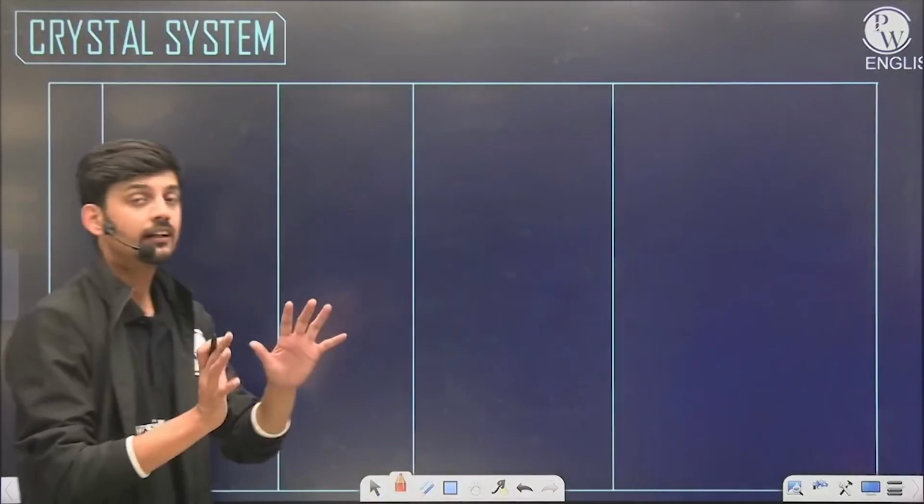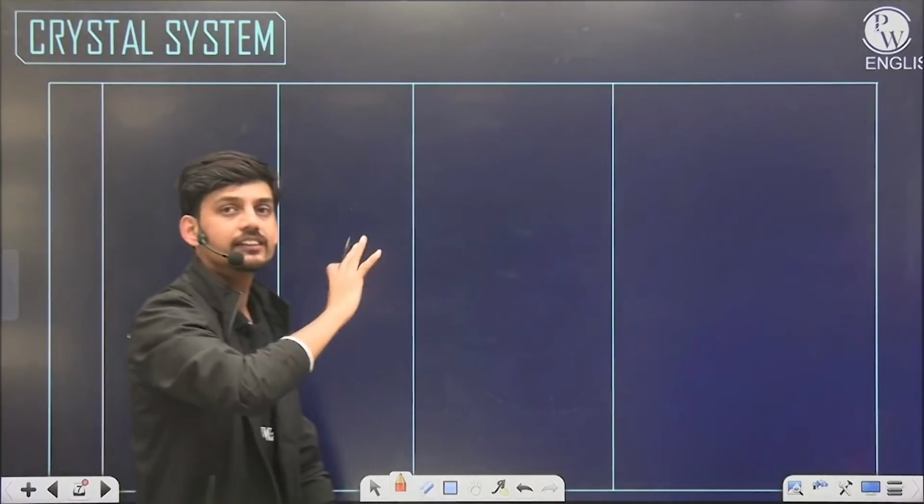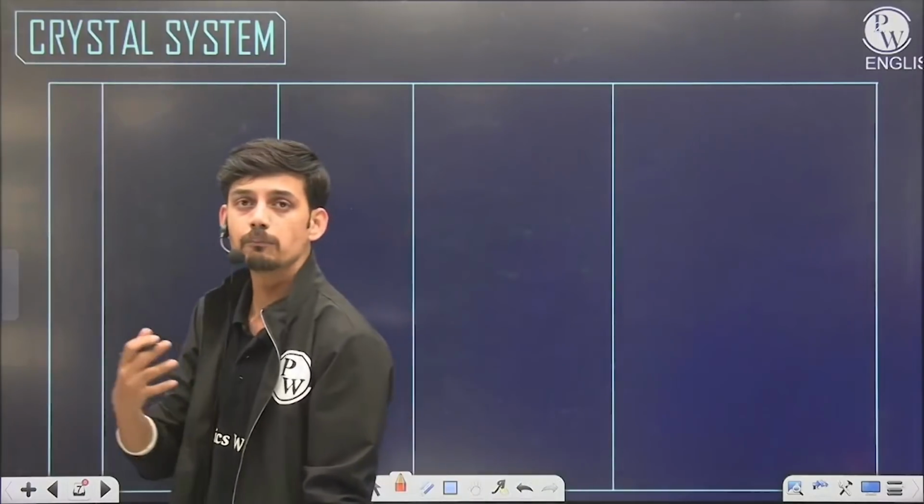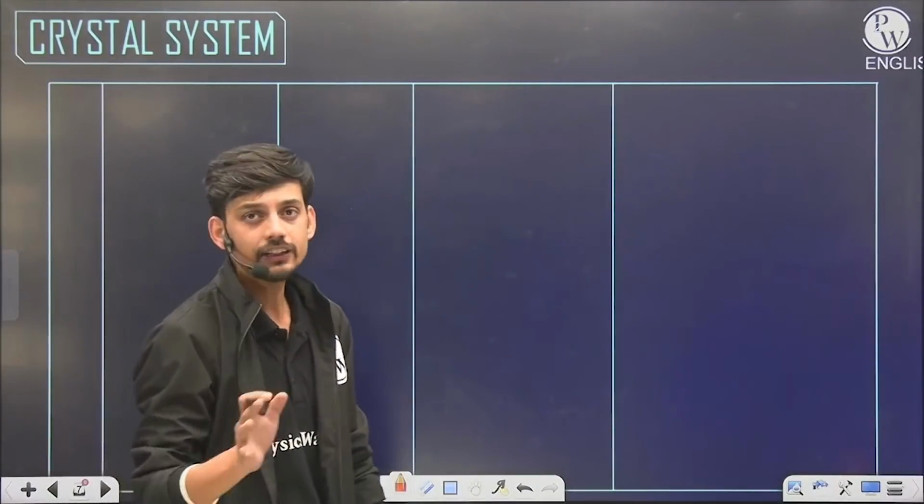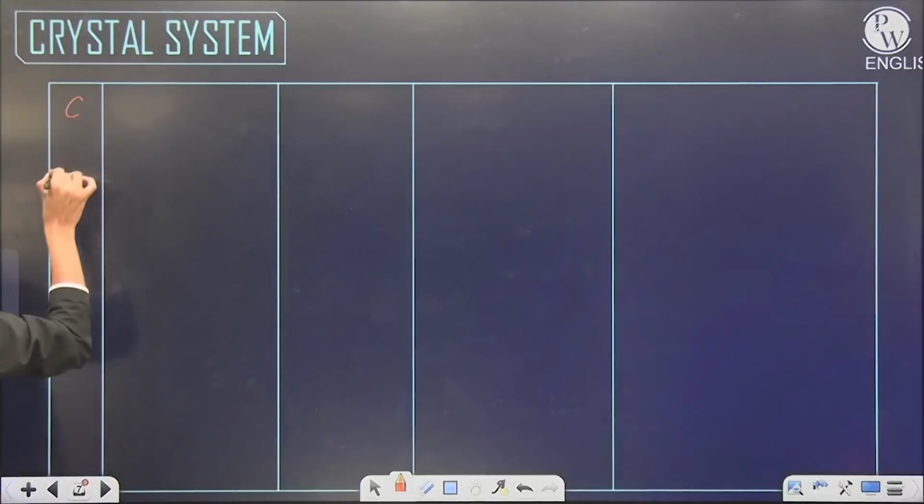So now students, observe here carefully that we can memorize these 7 crystal systems because these are asked in the questions, in the competitive as well as board exams. So we have to memorize this, and there's a trick to memorize this. Let's see what the trick is. First we will learn the names in the order.